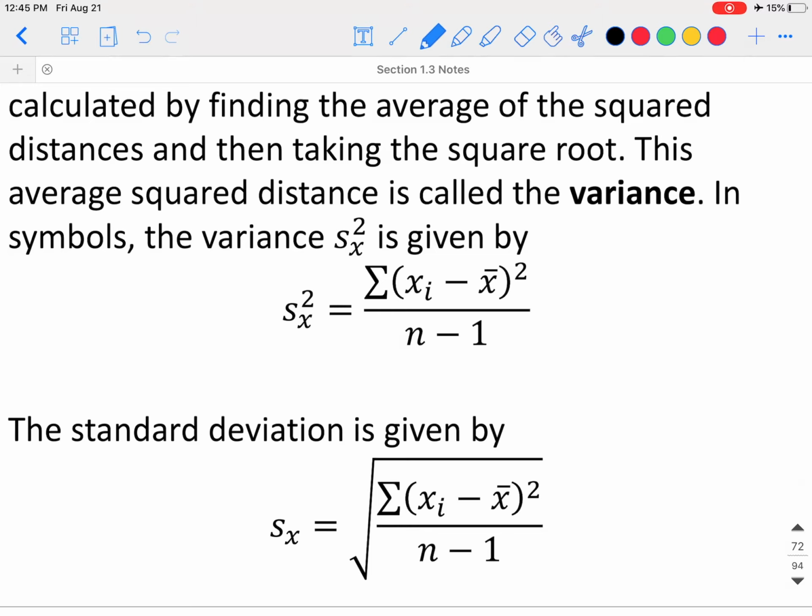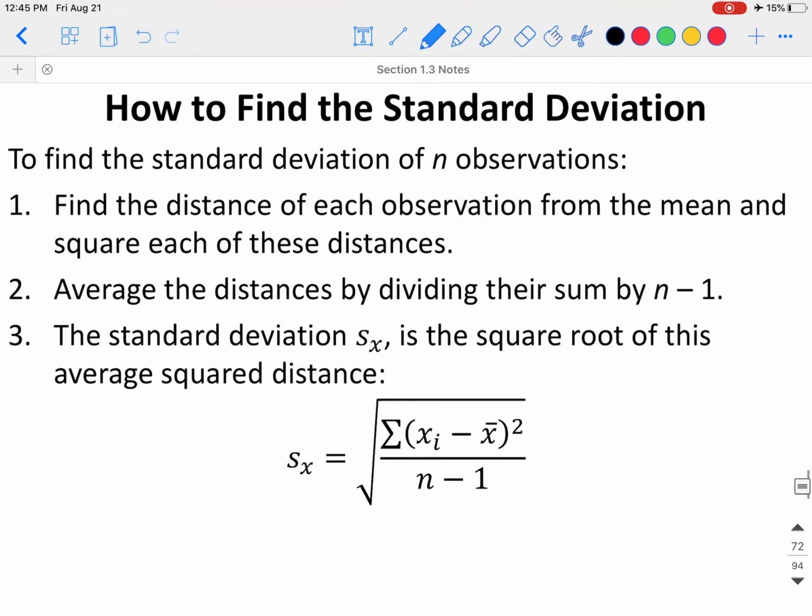So s sub x squared is equal to the sum of all the x values minus x bar, or minus the mean, squared, and then you add them together and divide by n minus 1. To find the standard deviation, or s sub x, you take the square root of the sum of all deviations squared divided by n minus 1.